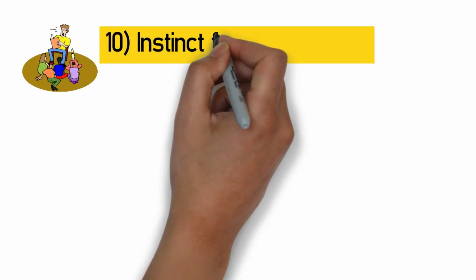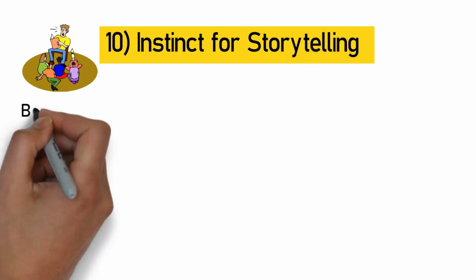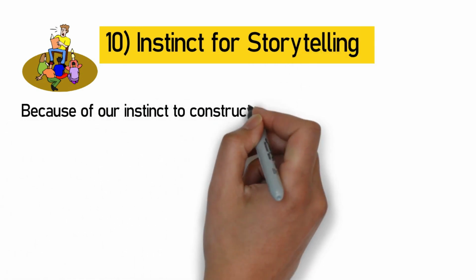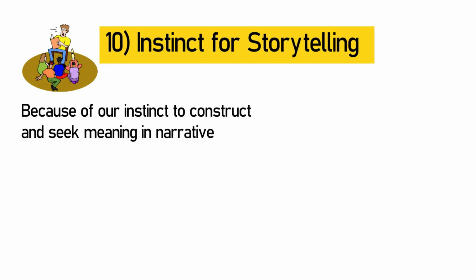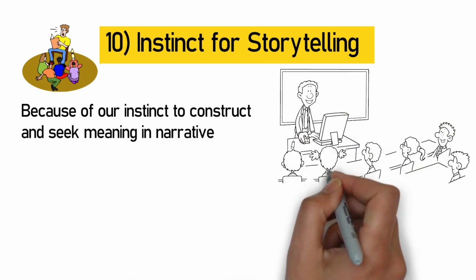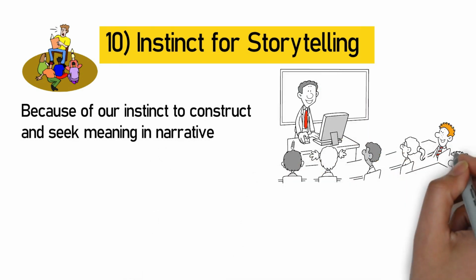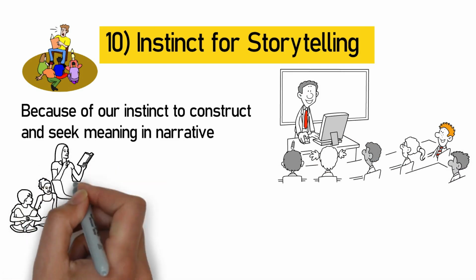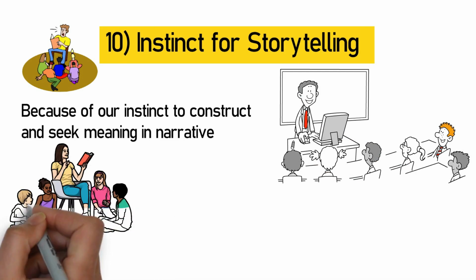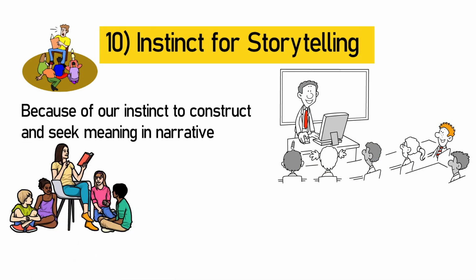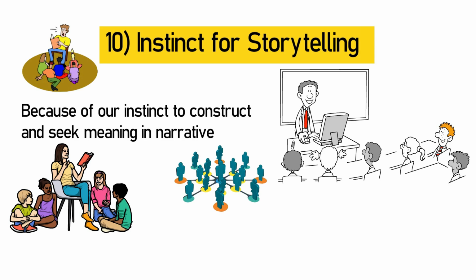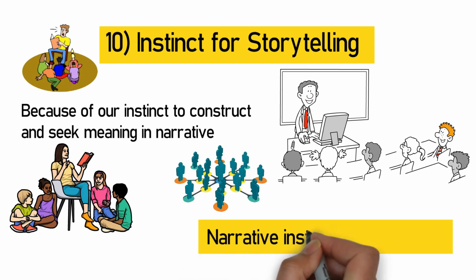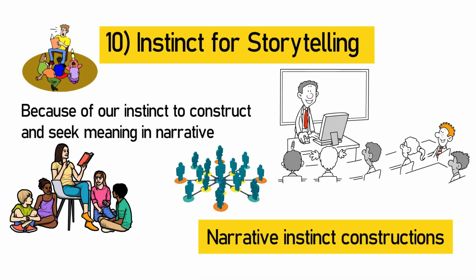Number 10, instinct for storytelling. Because of our instinct to construct and seek meaning in narrative, humans have been dubbed the storytelling animal. It's likely that we were telling stories and thinking in stories long before we learned to write or create objects. Almost every social organization, from religious institutions to corporations to nation states, is based on narrative construction.